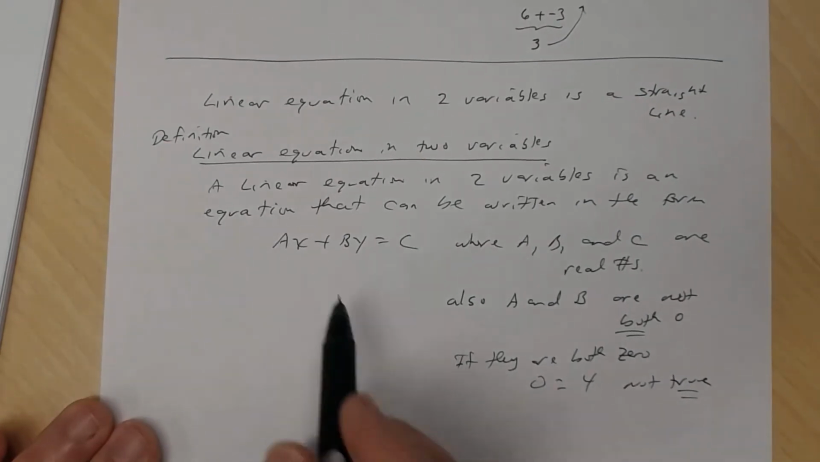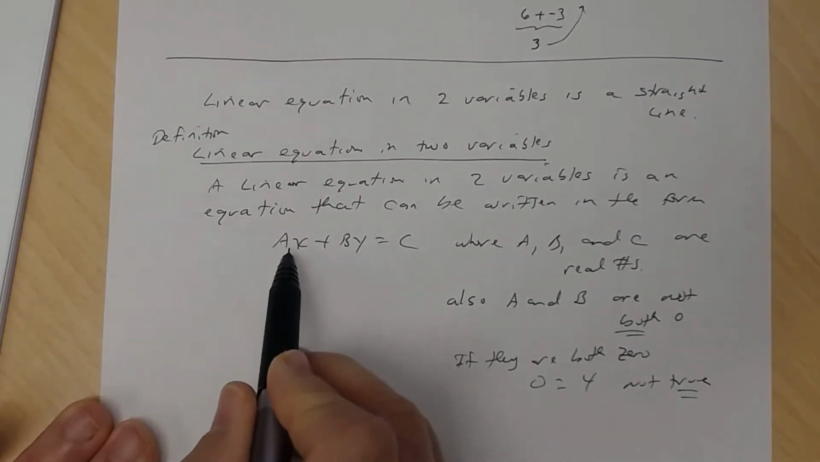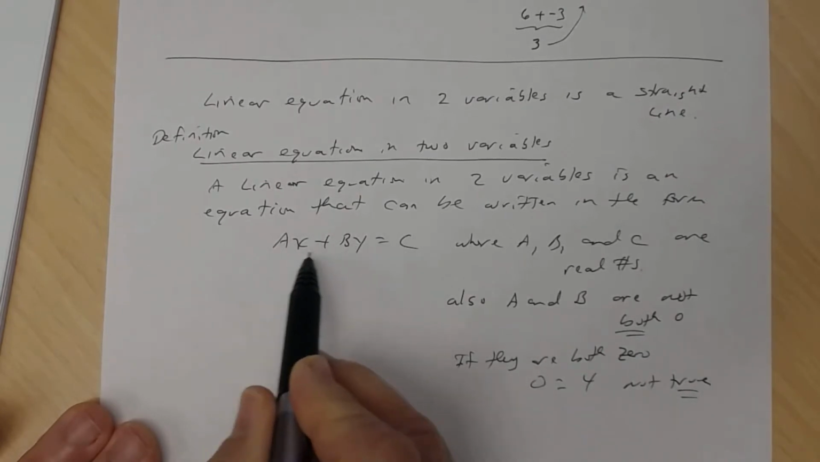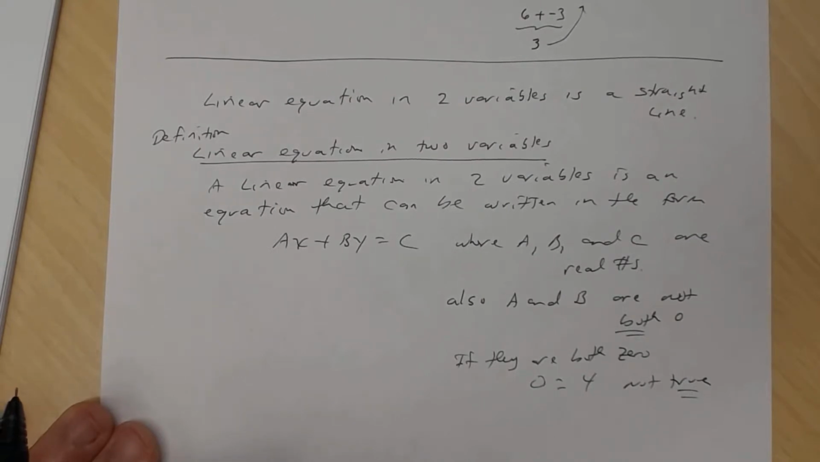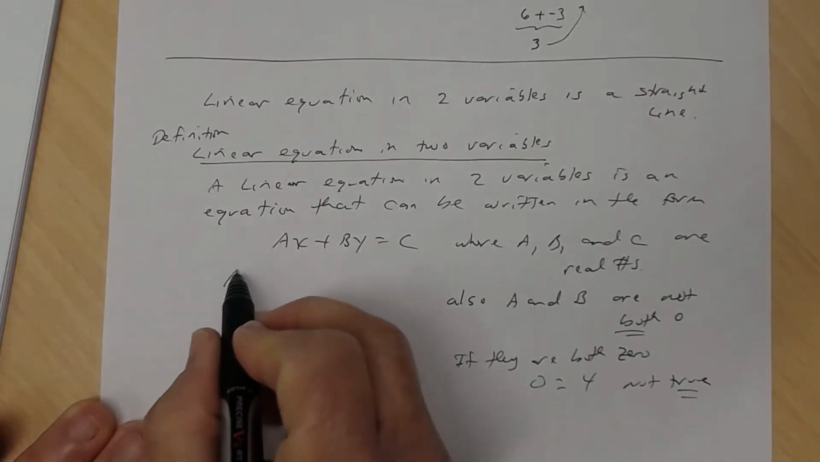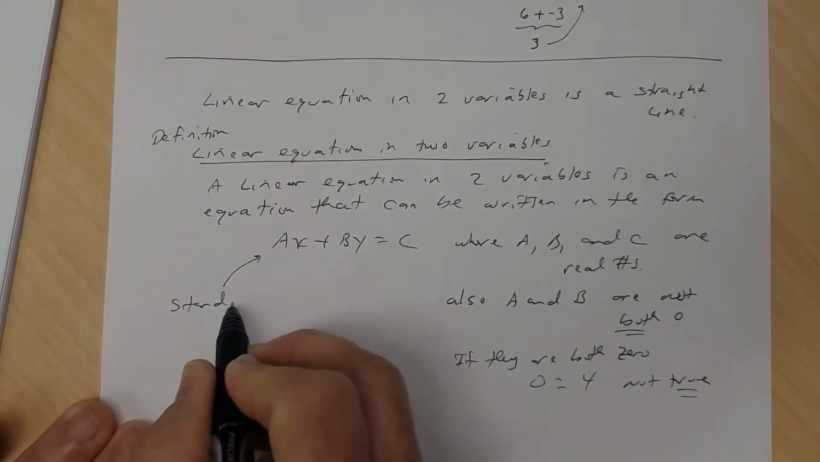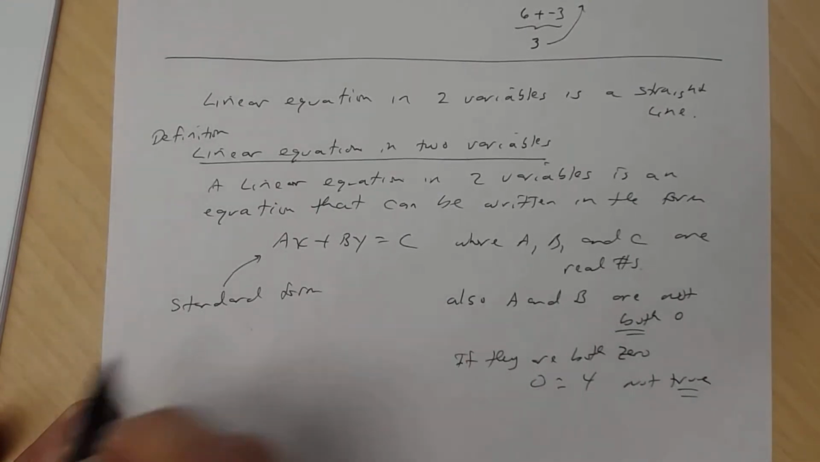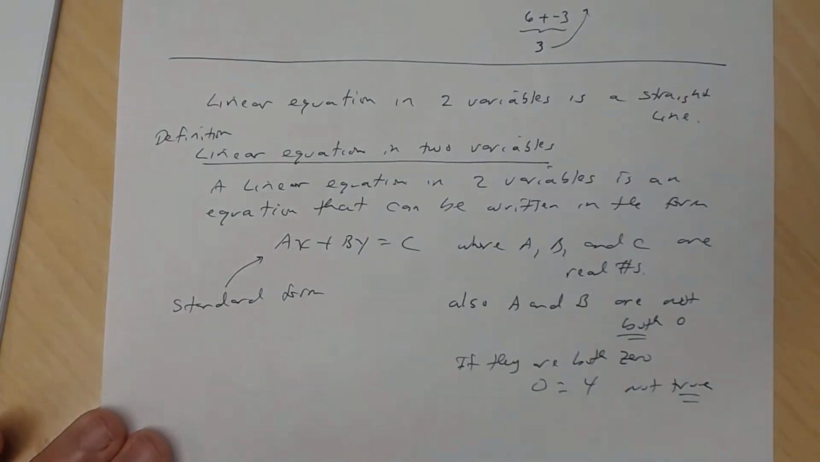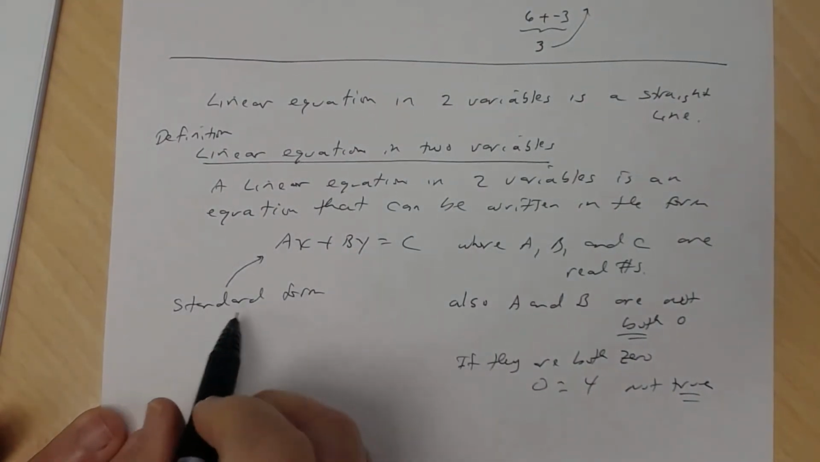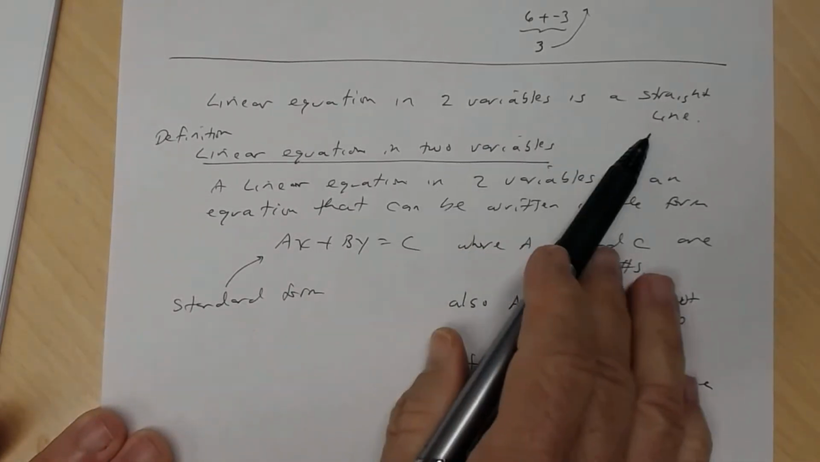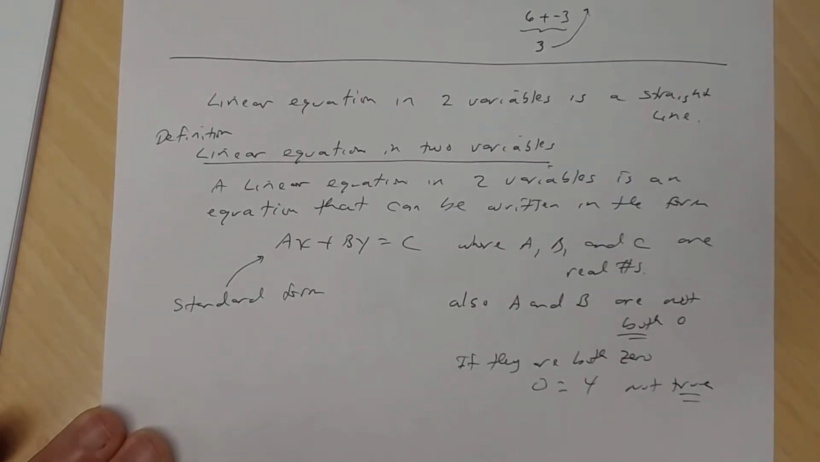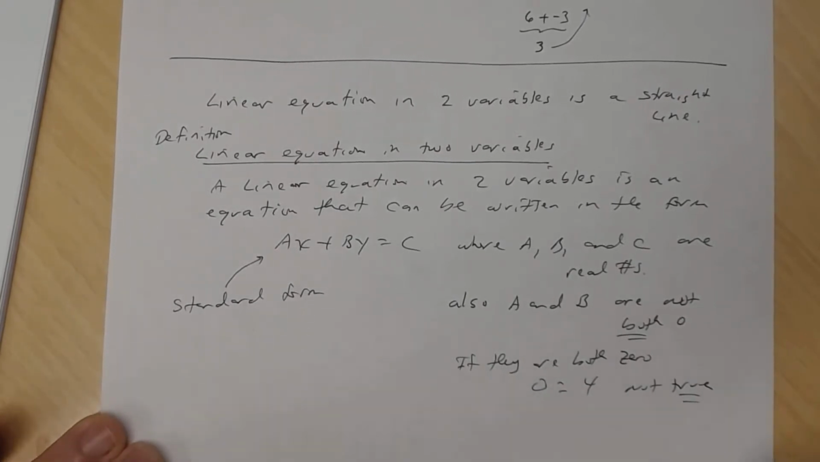All right, now whenever it's in this form right here, see how we have the variables on the left side and the constant on the right side? This is called standard form. And then remember the graph of this is a straight line.